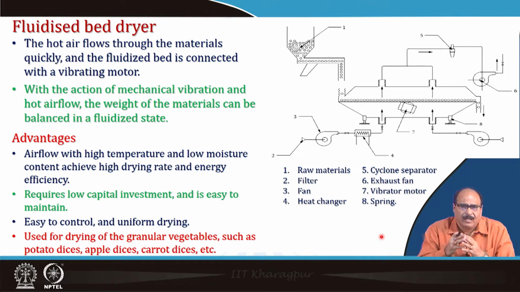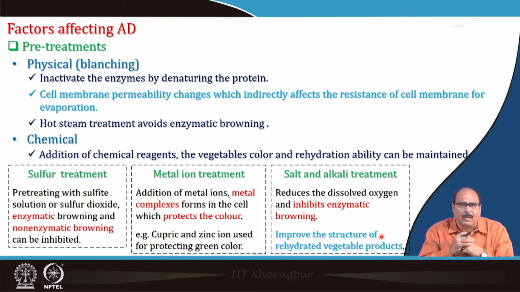You get a better result, and this is used for the drying of granular vegetables such as potato dices, apple dices, carrot dices, even small material like pea, etc. So particularly those which are smaller size material which can be easily fluidized, kept in the fluidized state, can be used in the fluidized bed dryer. So it is a better technique from the quality point of view.